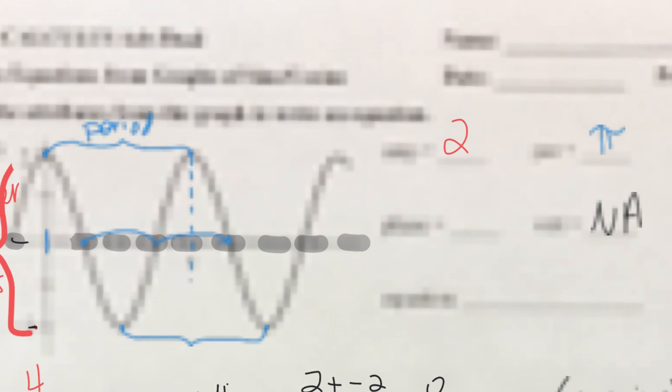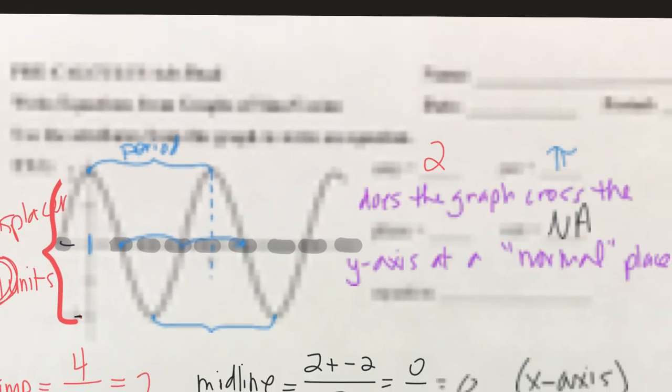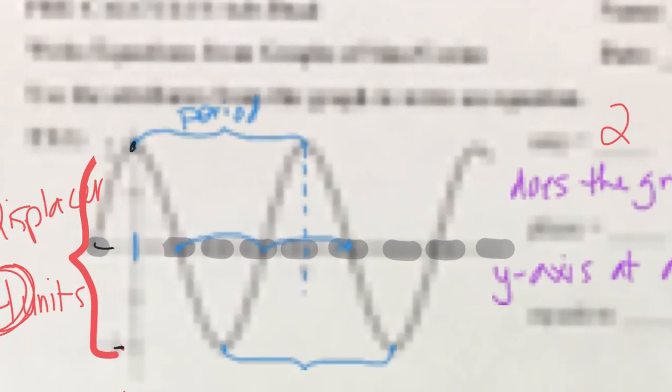And then the phase shift. Here's how we determine a phase shift. Does your graph cross the y-axis at a normal place? That's the question we have to ask. So what is normal? Normal is either a maximum or a minimum if we're talking about cosine, or the origin if we're talking about sine. Those are your normal places where your graph crosses the y-axis.